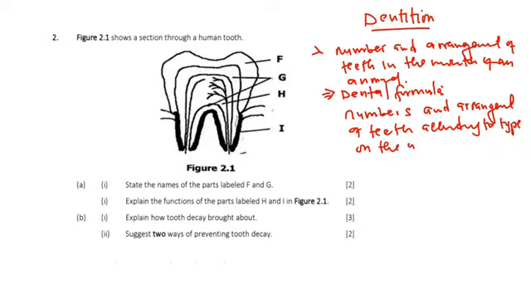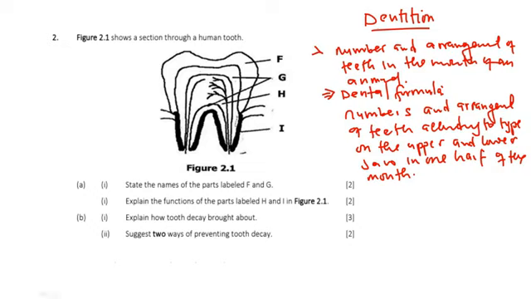On the upper and lower jaw in one half of the mouth. So that is the dental formula. For the dental formula, we are looking at the numbers and arrangement of teeth according to type on the upper and lower jaw in one half of the mouth. That is how you define the dental formula.